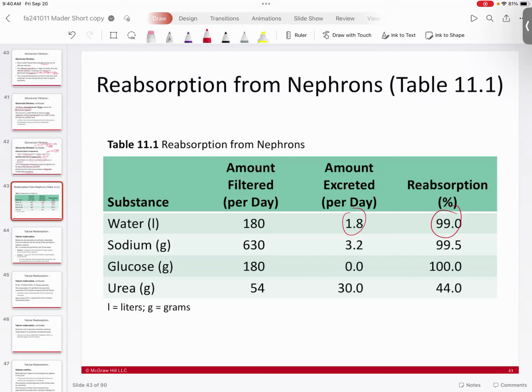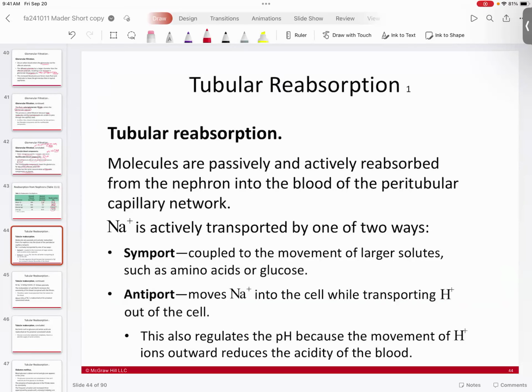It's the same thing with sodium. You're reabsorbing the lion's share of your sodium. The glucose that gets in the filtrate, you're taking all of that back. The urea, you actually do reabsorb a little bit of that back, 44%, but most of it you're getting rid of. And so you kind of have to pick and choose. Let's take a look at reabsorption, right? This is basically happening in the tubule system.